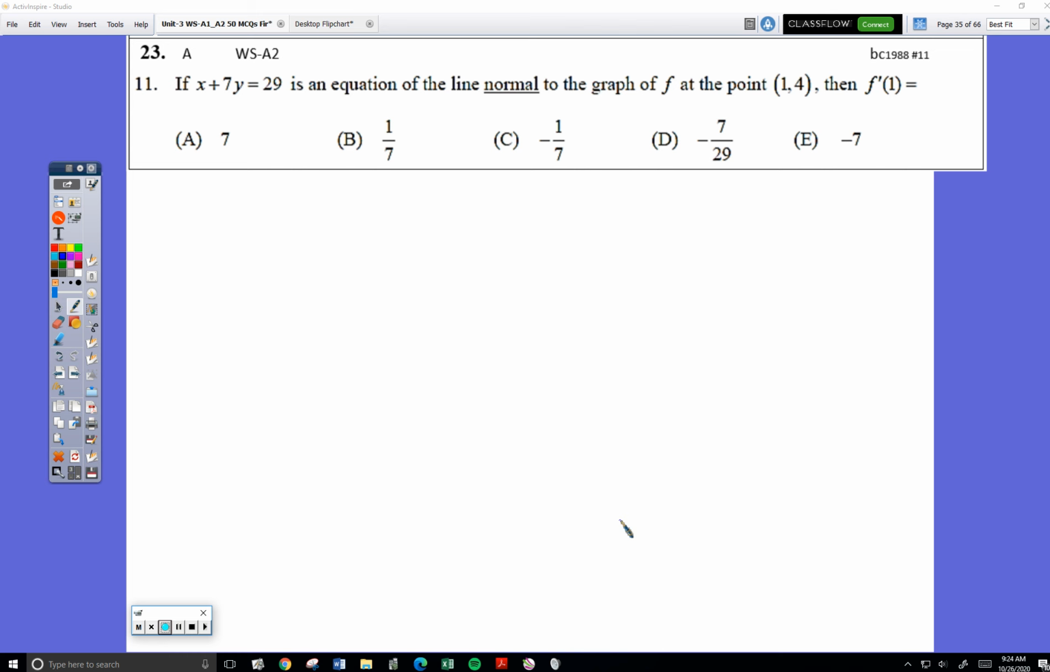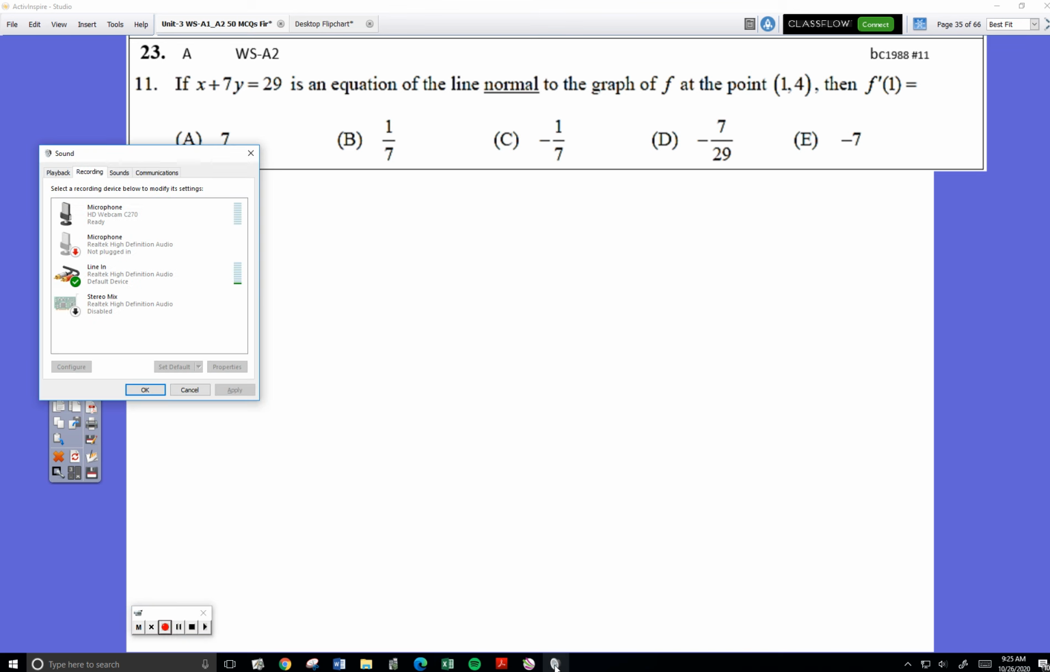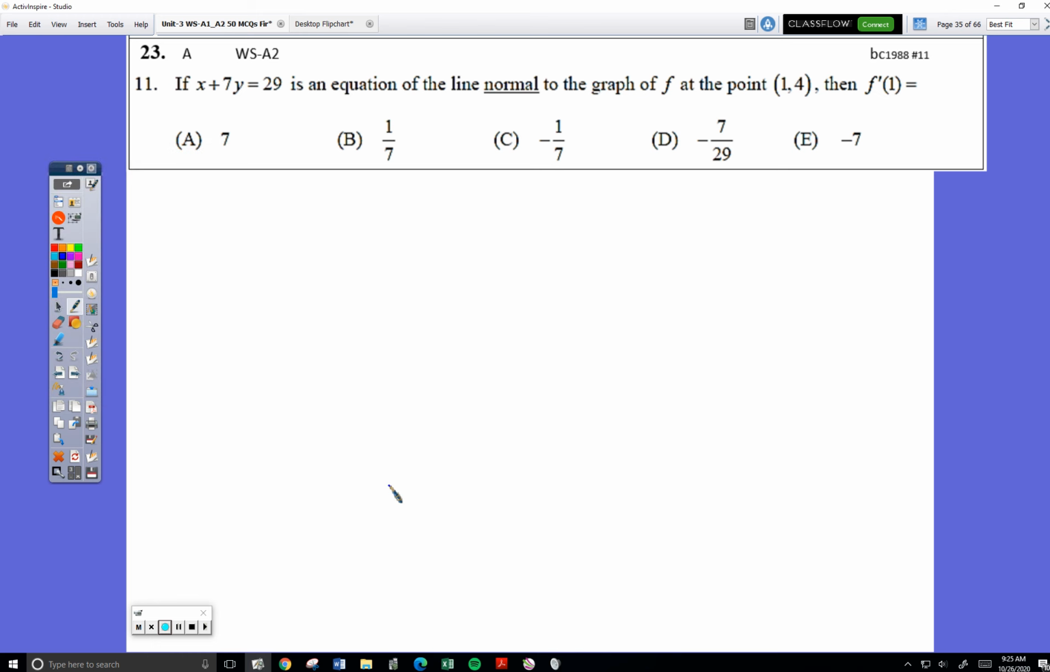Okay, all eyes up. Highly recommend that everyone listen to this discussion. Number 23 is a very well-written AP question, meaning it's designed to fool you if you don't read very carefully. It says, x plus 7y equals 29 is an equation of a line normal to the graph of f.